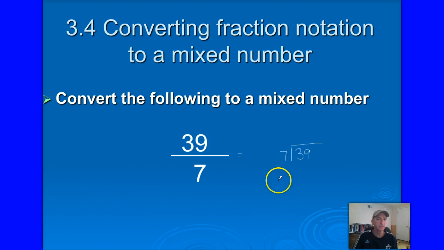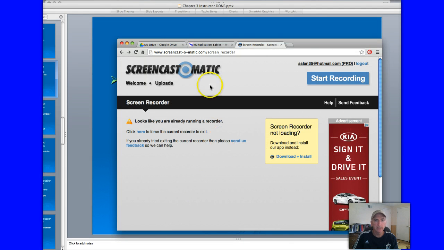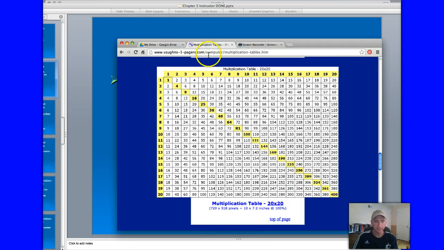So if I did this from the things I learned in chapter 1, I asked myself, well, how many 7s go into 35? Well, that's 5. Remember, you can use your 20 by 20 times table. Let me show you how to do that. If I can find it here. That's not it. Here it is right there.